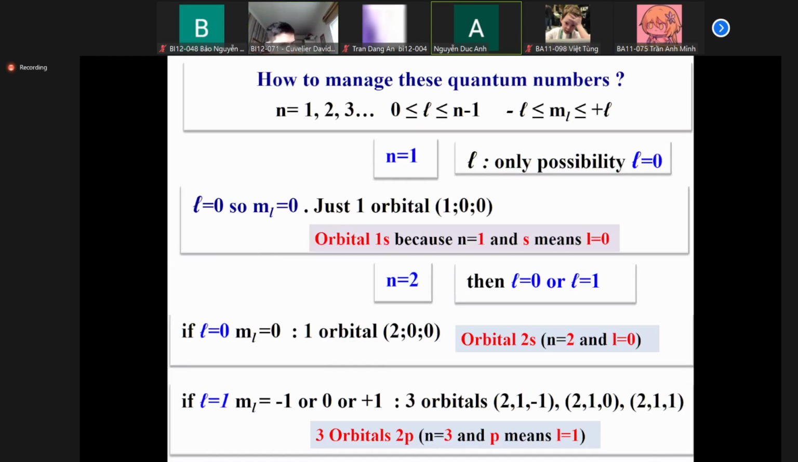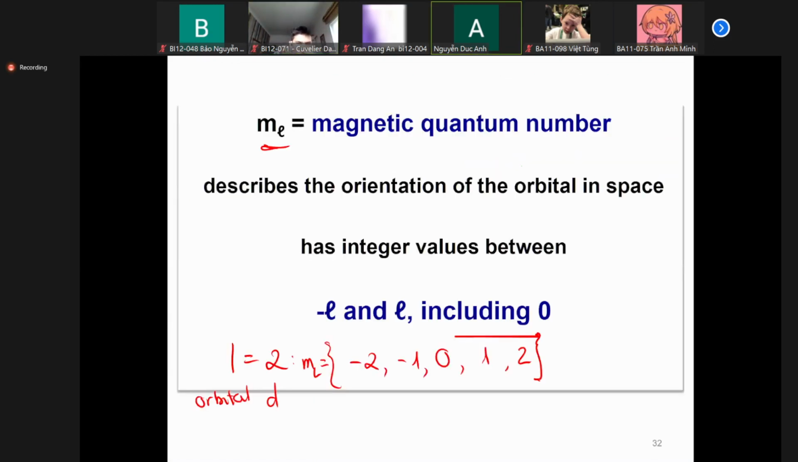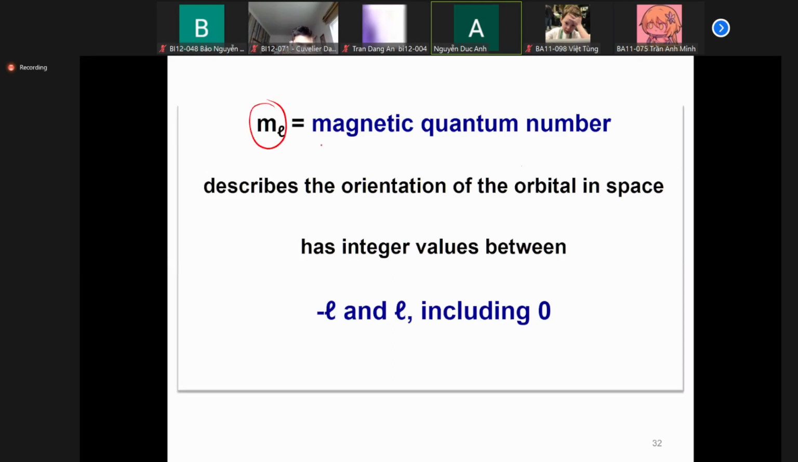Okay. Actually, let's imagine it like this. ML, okay, I will go back to the state of ML. But ML has the name of magnetic quantum number. So this means that ML relates to the magnetic properties of the orbitals.